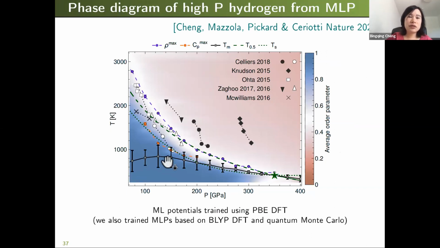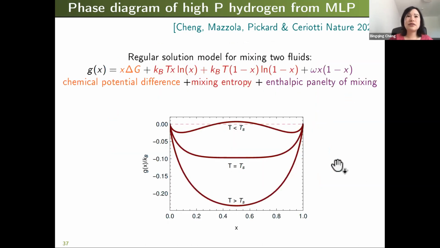The black line here is the melting line, and the color scheme shows an order parameter that measures how bonded the hydrogens are. The blue means that the system is mostly molecular hydrogen, and the red shows that the system is mostly atomic hydrogen. So we observe a smooth transition from molecular hydrogen to atomic hydrogen, but we also want to understand the physical process of this a little bit better.